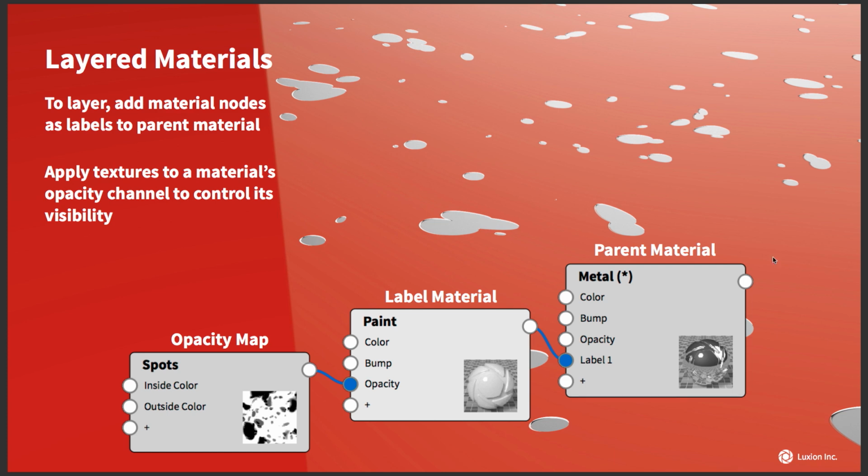So to make this a little more clear, this is a quick preview of how some of these nodes line up. We have a parent material, which is the bottommost material. That's our metal here. We have a layer of paint on top of it, and it's applied as a label, and we'll get into how this works again later. And then here we can see an opacity map, which is actually an opacity texture, a procedural texture that we've applied into our opacity channel on our paint material. So that's how you might go about layering materials and then selectively showing the underlying material as well.